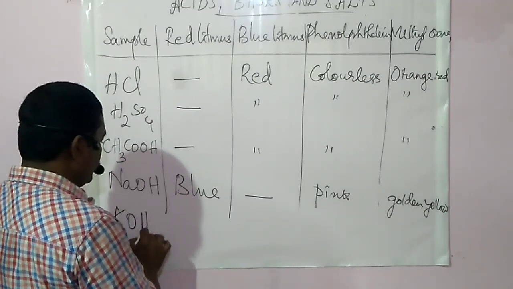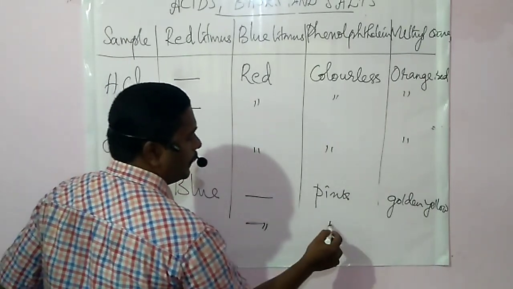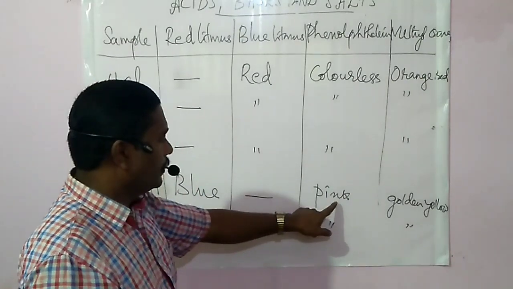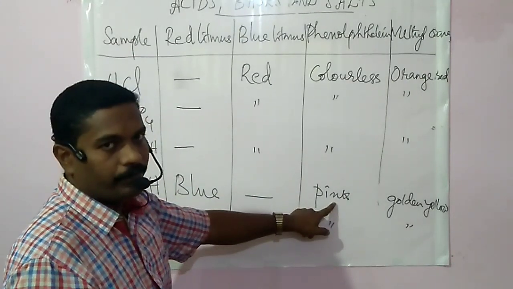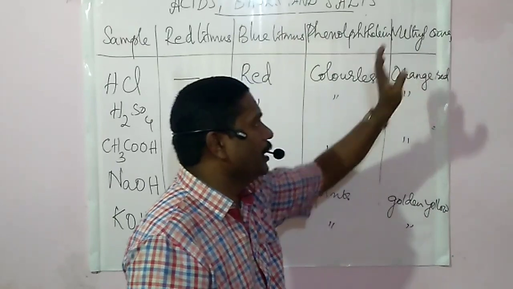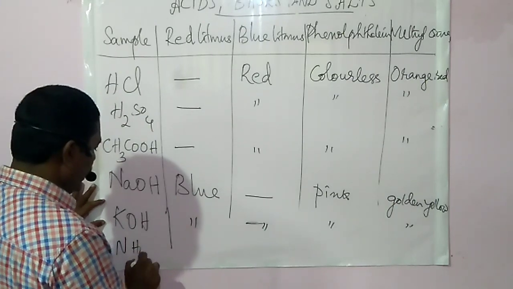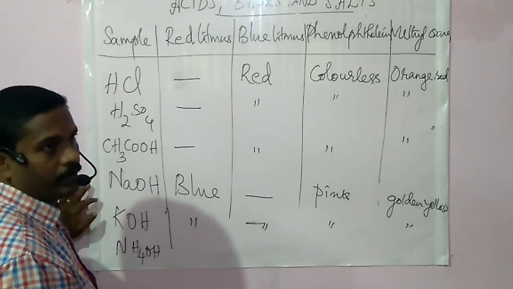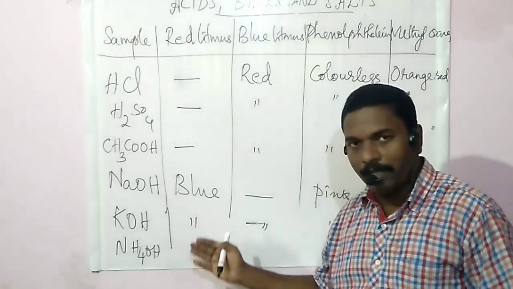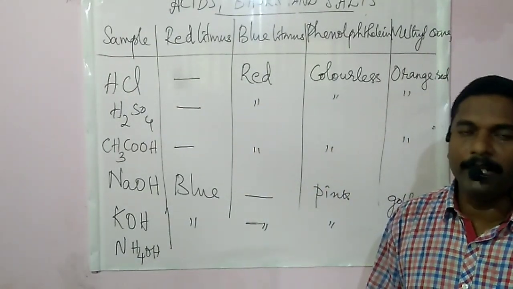Similarly, what about KOH? It is the same as NaOH. The base shows pink color in phenolphthalein and golden yellow in methyl orange. Then what about ammonium hydroxide, NH4OH? Here also NH4OH shows the same chemical properties as NaOH and KOH, since it is a base.